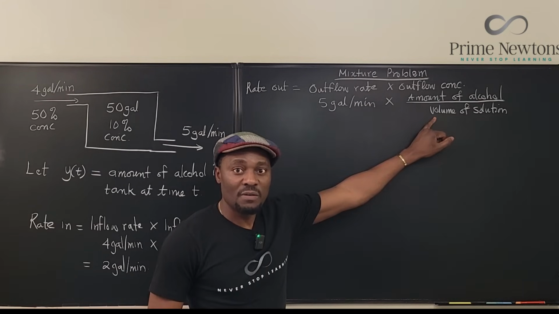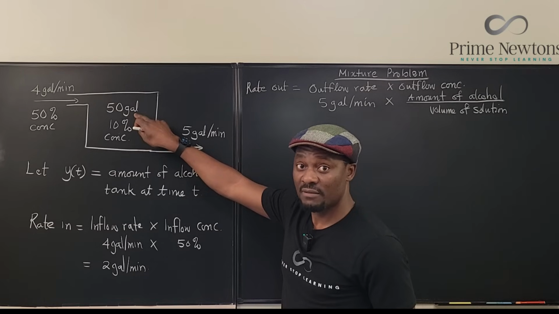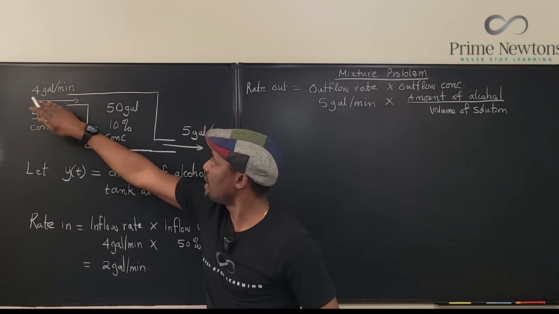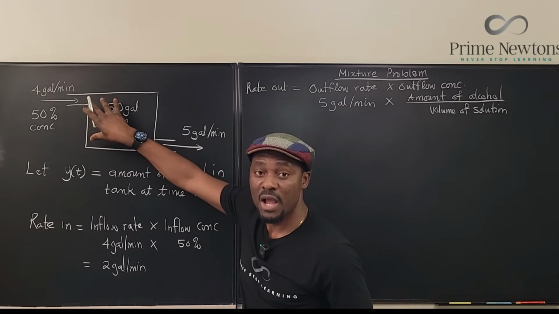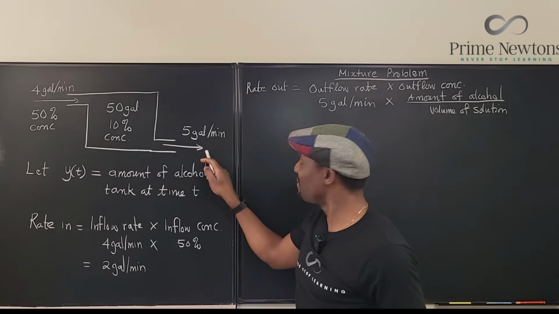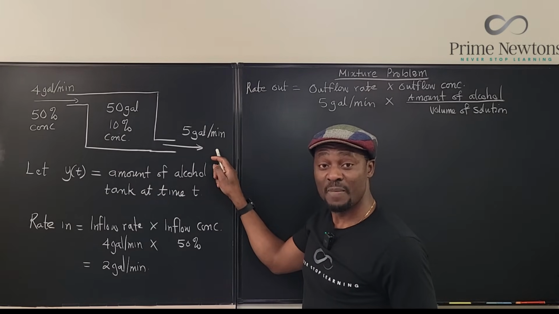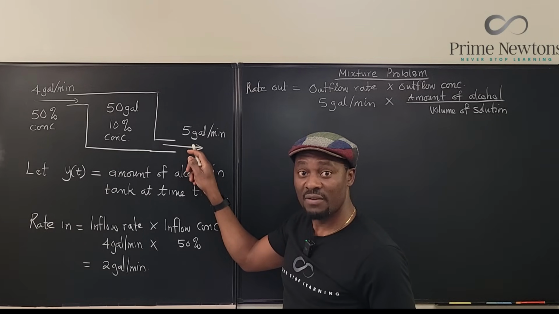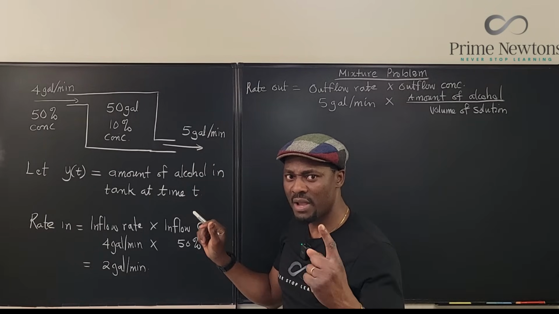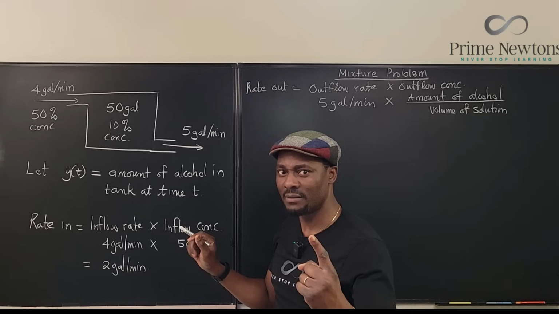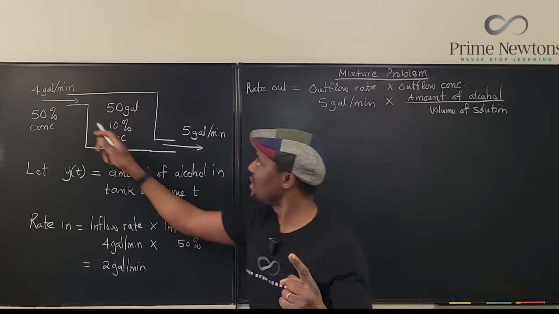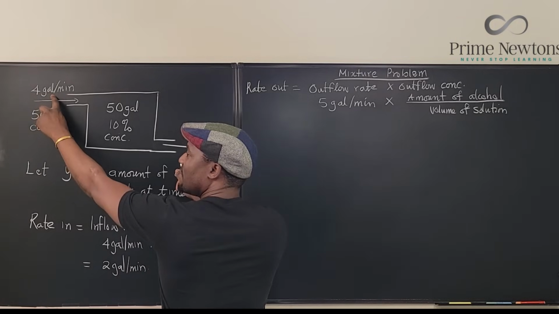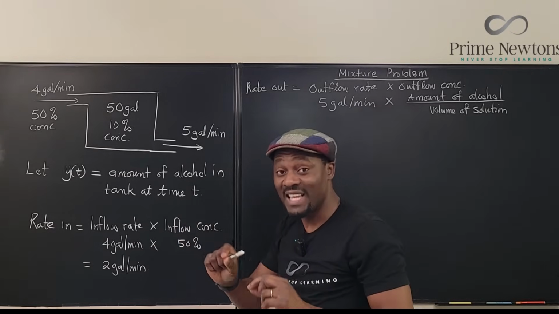The volume of the solution, at the beginning, it was 50. So after 1 minute, we had put in 4 gallons. So the total coming in plus what was there became 54. But at the same time, we had drained 5 gallons in 1 minute. So 54 minus 5 gallons is going to be 49. After 1 minute, you already lost 1 gallon because you're draining more than you're bringing in. So the 1 gallon you lost is actually the difference between the inflow rate and the outflow rate. That's the gallon that you're missing.